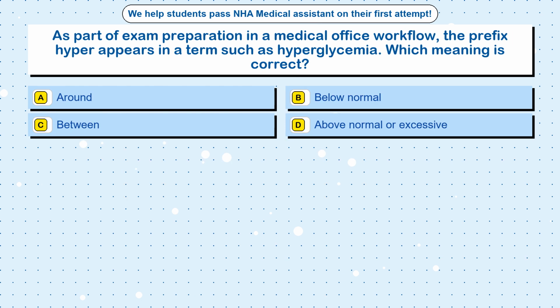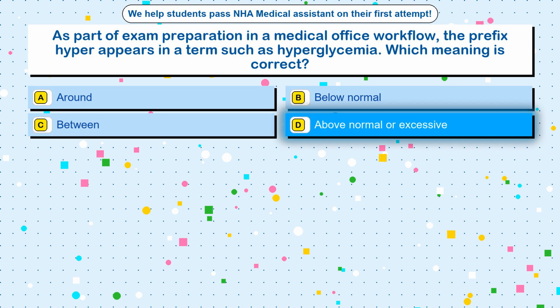Question 73. As part of exam preparation in a medical office workflow, the prefix hyper appears in a term such as hyperglycemia. Which meaning is correct? Option A, around. Option B, below normal. Option C, between. Option D, above normal or excessive.